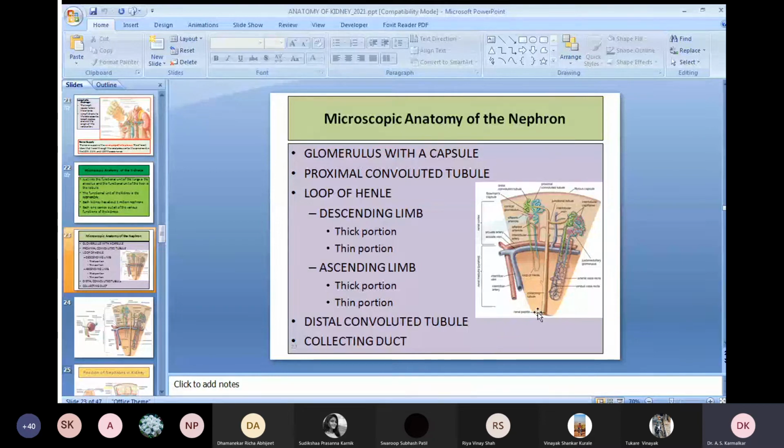Now, one important part I have to tell you here. This is a Bowman's capsule where the filtration of the blood takes place, and whatever unwanted thing is there will pass through the PCT, that is proximal convoluted tubule, and loop of Henle, and distal convoluted tubule, and ultimately the urine which is formed will pass through the collecting tubule to the collecting duct of Bellini, as we call it, and it will pass to the pyramid, and it will open into the minor calyx.